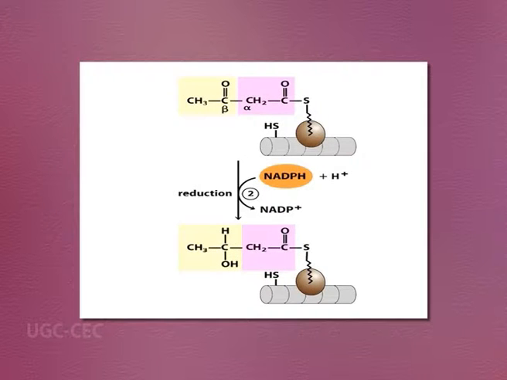Now, the acetoacetyl ACP formed in the condensation step undergoes reduction of the carbonyl group at carbon number 3 so as to form D-beta-hydroxybutyryl ACP. And this reaction is catalyzed by the ketoacyl ACP reductase. Here, the electron donor is NADPH.